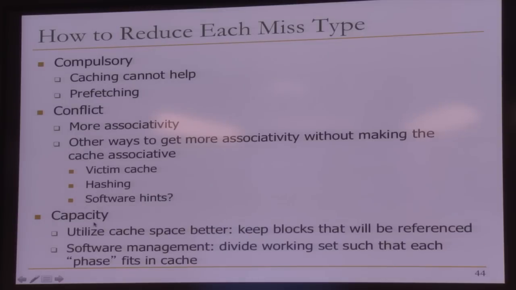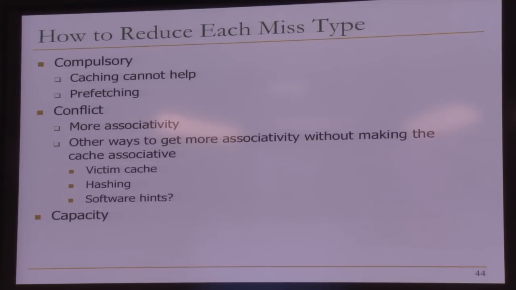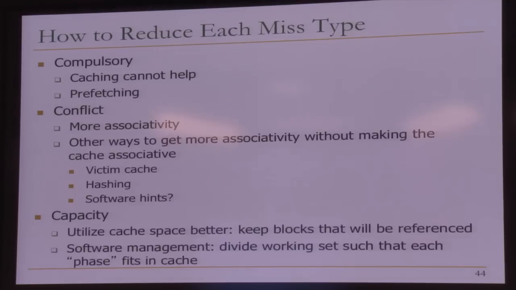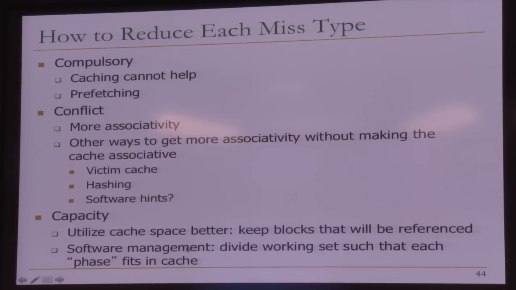Capacity miss, on the other hand, well, I guess having a bigger cache is one solution to this, obviously. But barring that, you may want to utilize your cache space better if you want to reduce your capacity misses, right? Keep blocks that will be referenced or have more software management. What you can do is what we will discuss with what's called blocking. You can actually design your software such that it fits a part of your working set in the cache and operates on that, and then moves to another working set and moves to another working set. So it blocks the data instead of operating on the huge matrix. It operates on a chunk of the matrix first, and then the next chunk of the matrix, and the next chunk of the matrix, and so on. So this is what we will cover in a little bit.